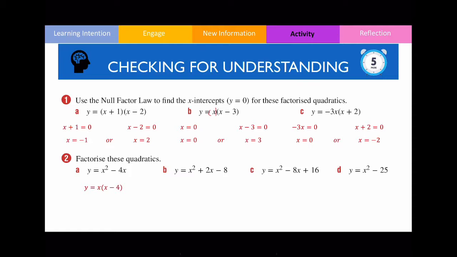For the second equation over here, you need to use a product sum method. So find out two factors multiplied with each other gives you -8, but gives you a +2. In this case over here, it's going to be +4 and -2.